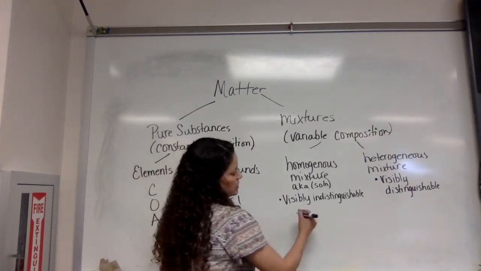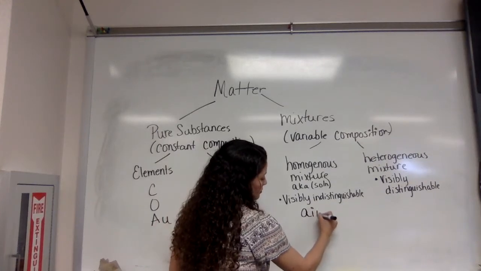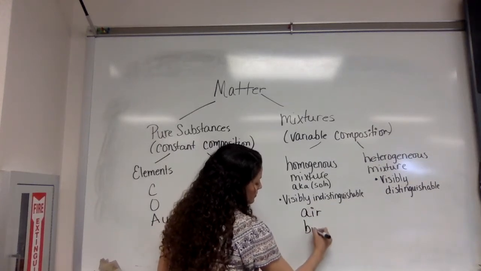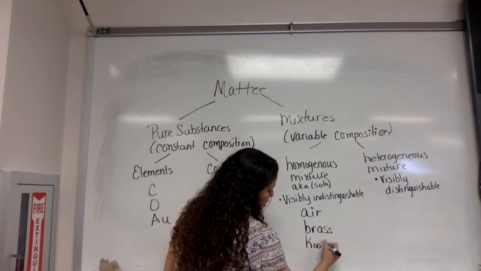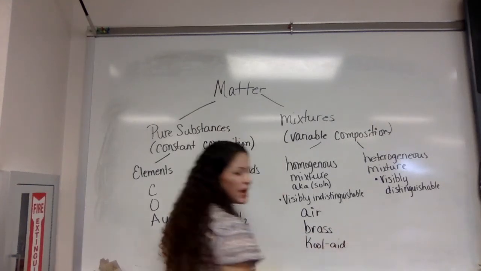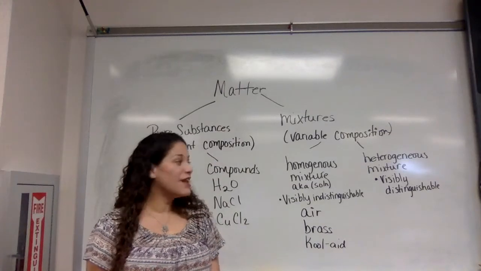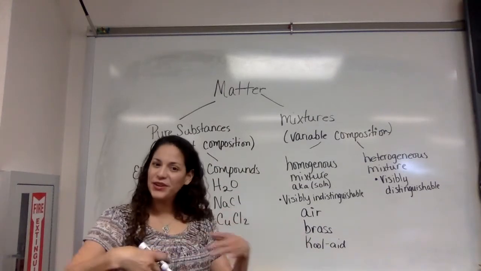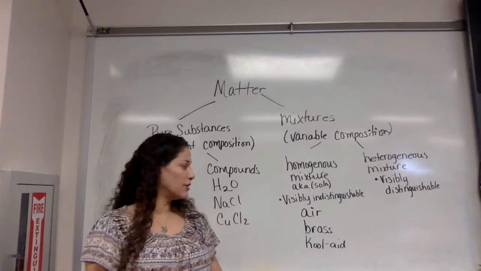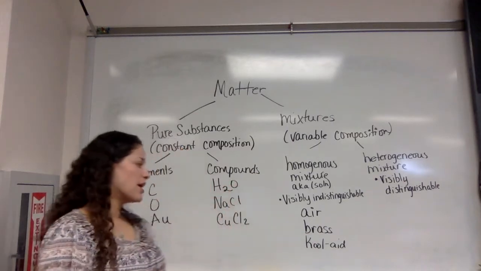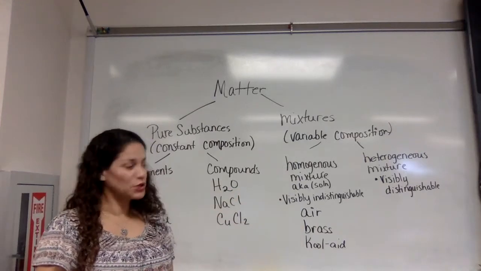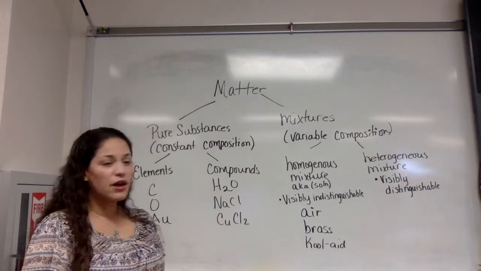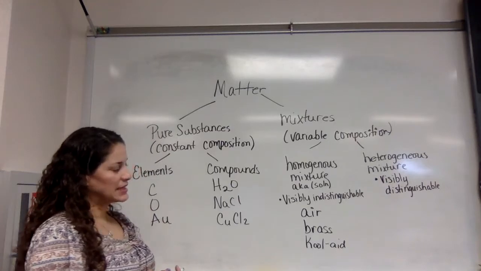Examples of this are going to be like air, brass, Kool-Aid. Now, when I talk about Kool-Aid here, it's going to be like the Kool-Aid when you actually follow the directions and you mix the proper water and the Kool-Aid packet and the sugar, and you don't have that big layer of sugar sitting at the bottom. Okay, so if you follow the directions correctly, Kool-Aid should be a homogeneous mixture. Heterogeneous mixture, on the other hand, is going to be visibly distinguishable.